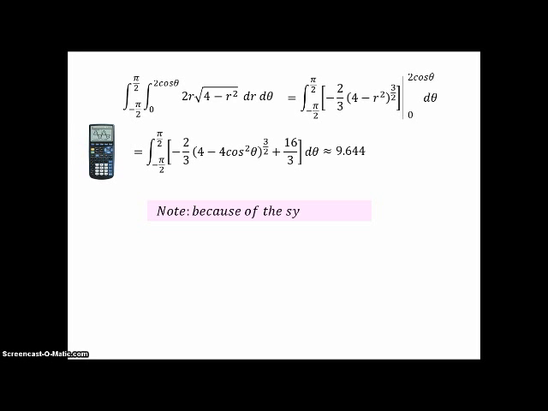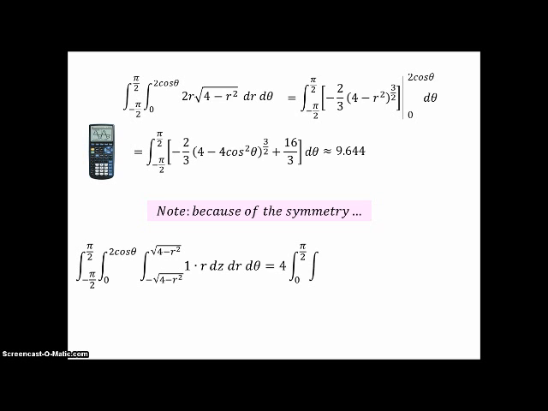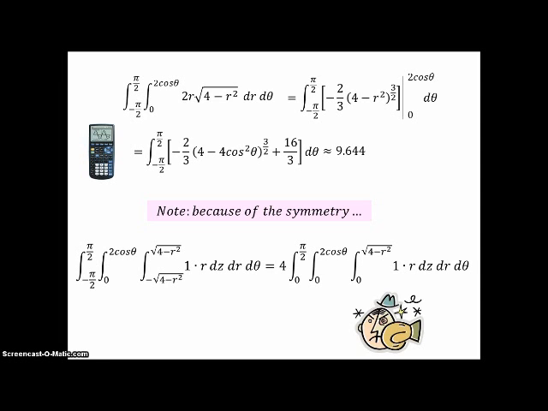Now notice, because of the symmetry here, we could have changed our original problem and gone from 0 to pi over 2 and from 0 to the square root of 4 minus r squared, and then just doubled for each of those changes. So it could have been 4 times that integral. And then your substitution after you integrate would have been a lot easier.